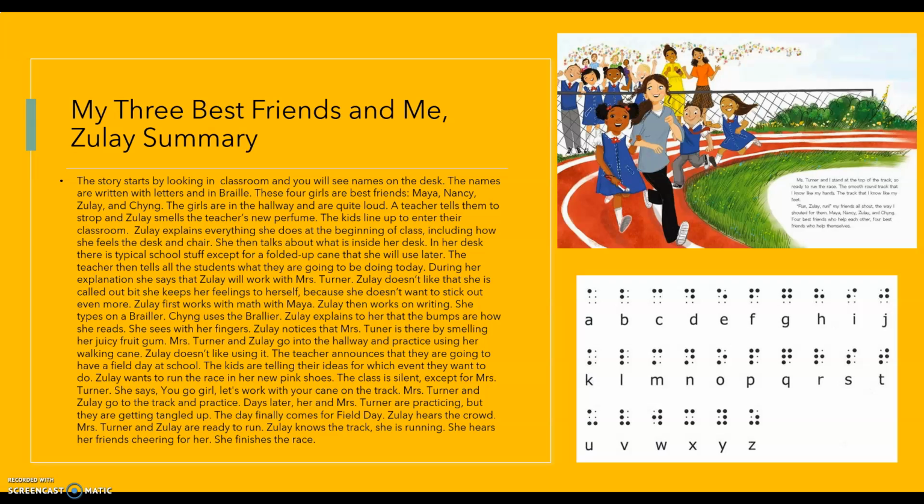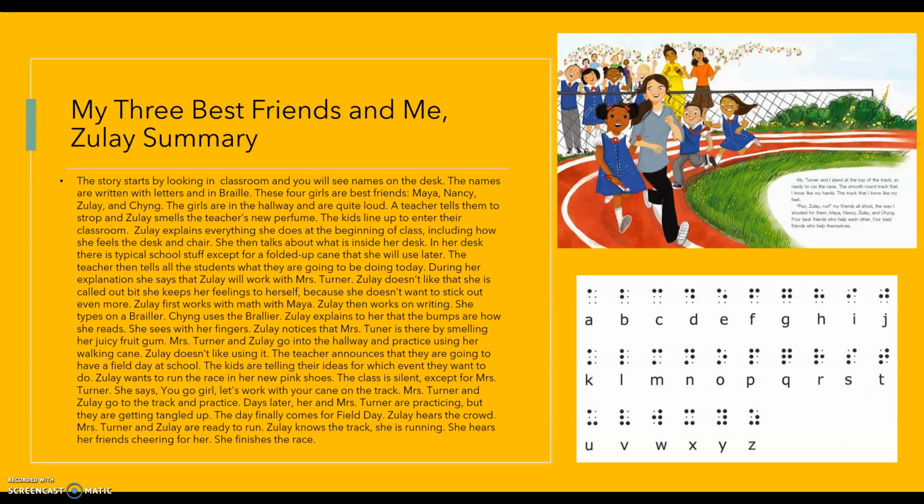The story starts by looking at a classroom and you see names on the desk. The names are not only written in letters, but they're also written in Braille. These four girls are best friends, Maya, Nancy, Zule, and Chang. The girls are in the hallway and they're quite loud, and the teacher tells them to stop, and Zule smells the teacher's new perfume. The kids line up and enter their classroom.